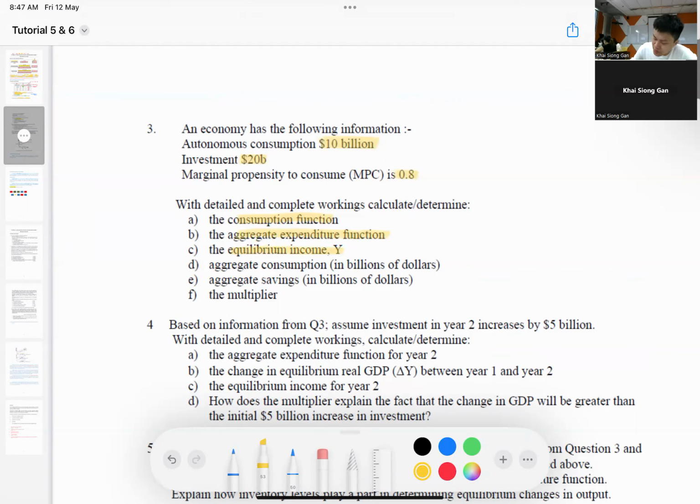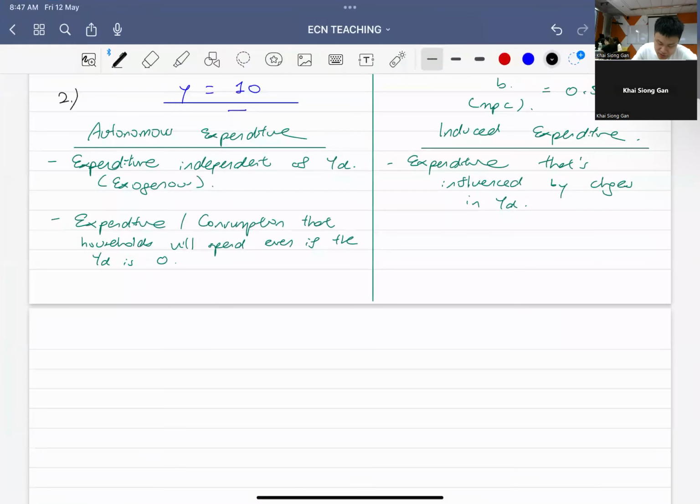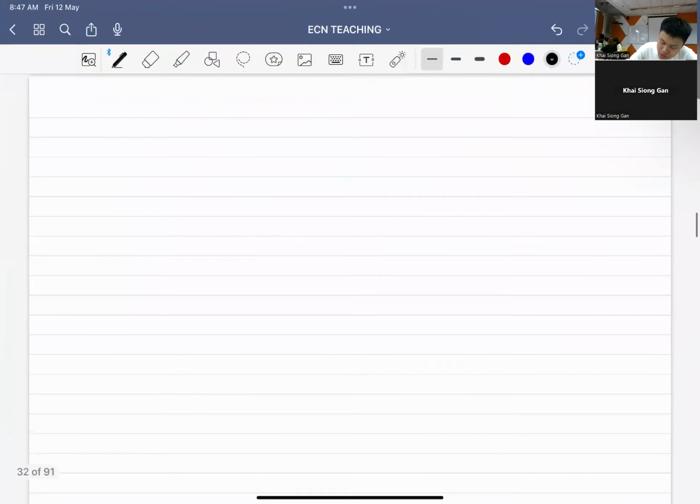Okay, let's do the first three first. Remember, when I say function in the question, it means I don't have to convert it into figures yet. It's just a function, like what we have learned just now, the consumption and saving function. I do not need to calculate the actual numbers yet. Okay, let's do this together.